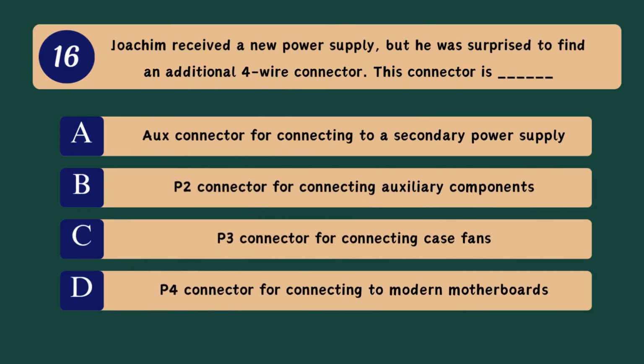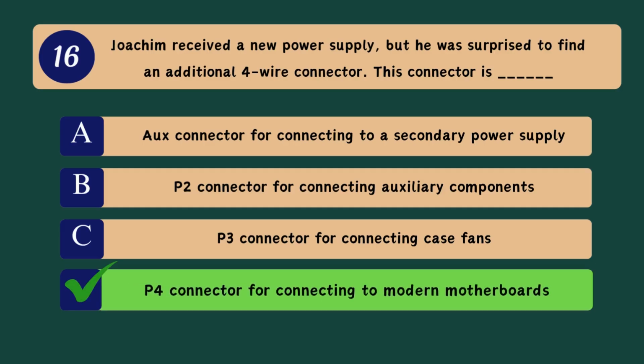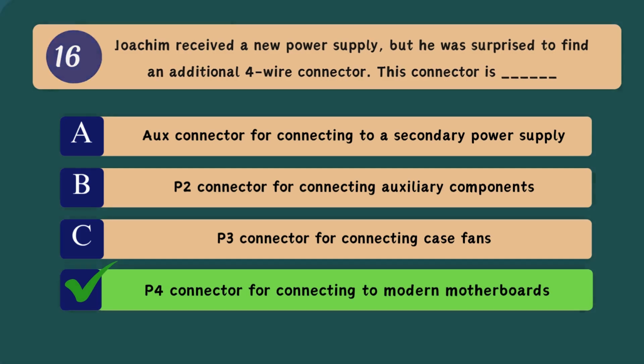Question 16. Joachim received a new power supply, but he was surprised to find an additional 4-wire connector. This connector is A. Aux connector for connecting to a secondary power supply. B. P2 connector for connecting auxiliary components. C. P3 connector for connecting case fans. D. P4 connector for connecting to modern motherboards. Correct answer. D. P4 connector for connecting to modern motherboards.